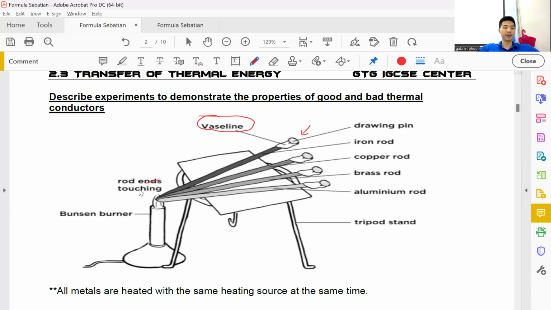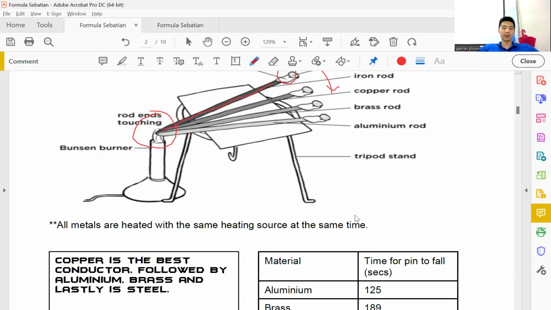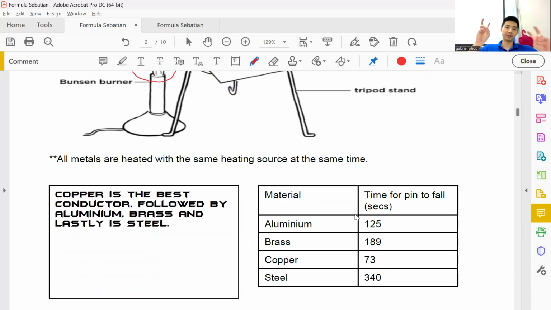So all 4 of these are heated at the same time. And the whole experiment is basically to see which one transfers heat the fastest and melts the Vaseline, causing the pin to drop. Whichever one has the pin drop the fastest is essentially the best conductor of heat, right? So if you look at the so-called data here, you see that copper has the pin drop the fastest.